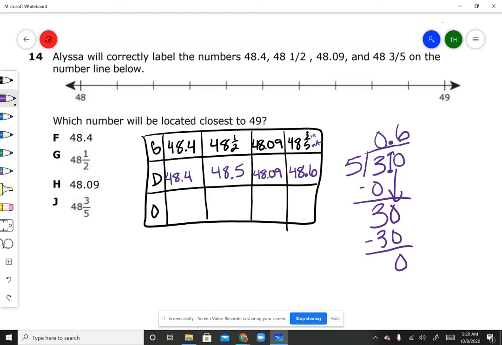So I'm going to look at my number line, and I've got 48 on the left side, 49 on the right. So I know that's going least to greatest. So I'm going to order my numbers from least to greatest. These are all kind of similar, so the easiest way to do this is to line them up vertically.